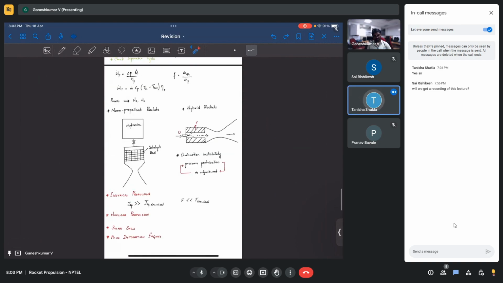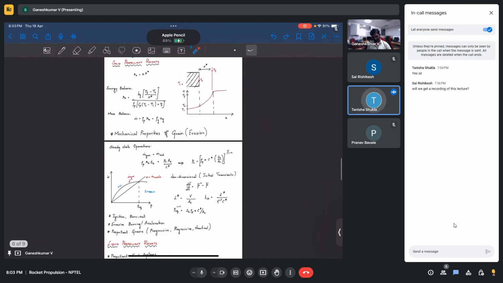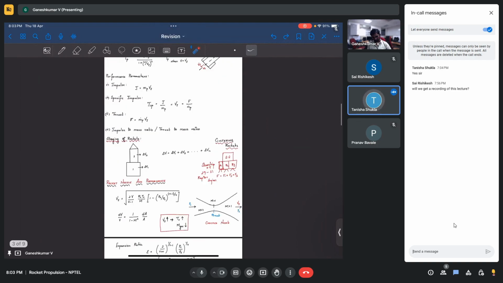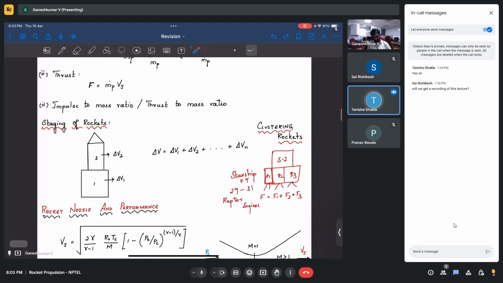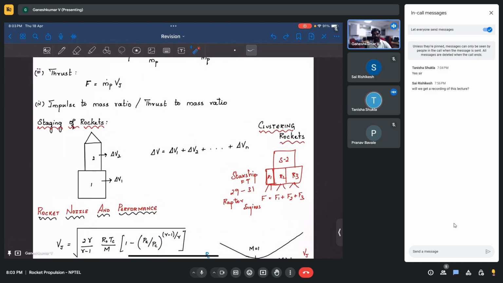Sir, in staging of a rocket, the payload mass for the first rocket will be the summation of the structural mass of the second and third stage. Actually, it will be the total mass. The second stage will also have propellant. So for the first stage, the payload mass would be the total mass of the second stage and the payload. So that means structural plus propellant plus payload.